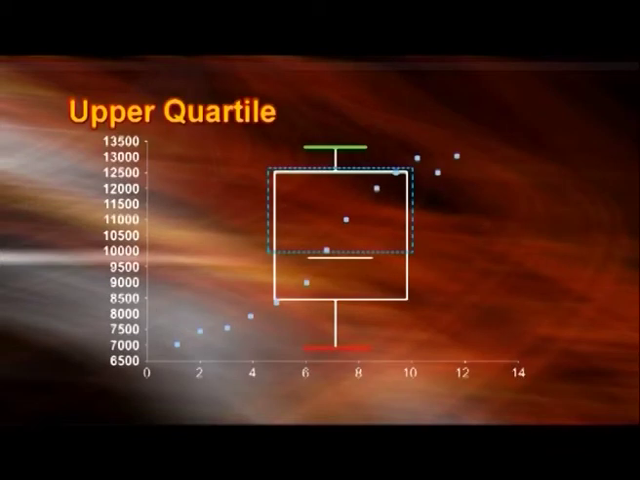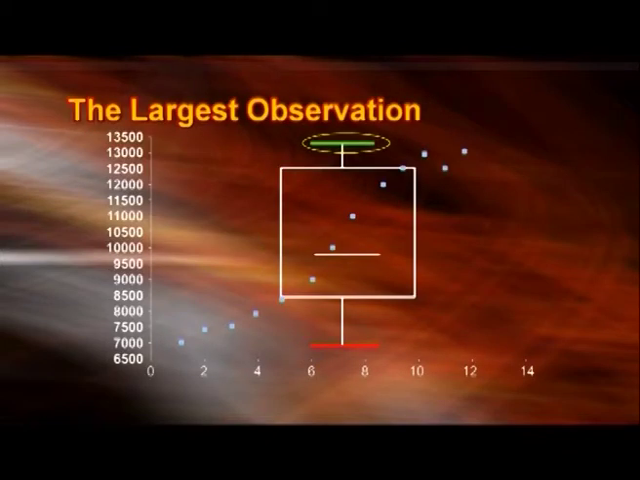Upper quartile or Q3. This value divides the distribution in such a way that 3/4 of the total items fall below it and 1/4 of the items fall above it. If there is no middle value in the set of data, use the average of the two middle values of the data. The largest observation. This is the largest data point in the distribution and is called the maximum value of the data set. It is the last value in an ordered set of data.